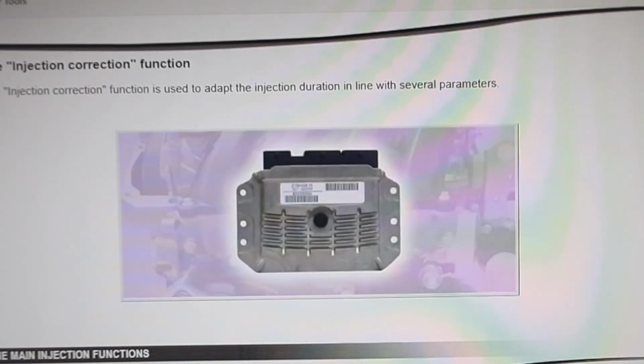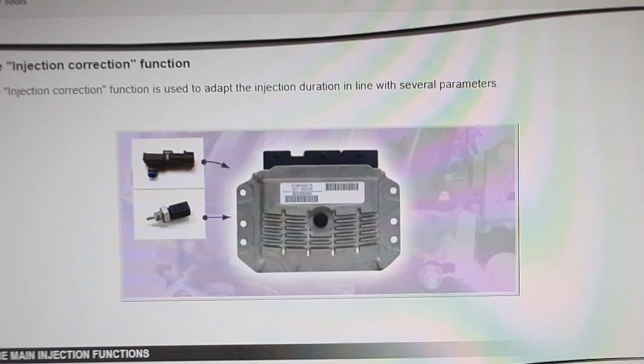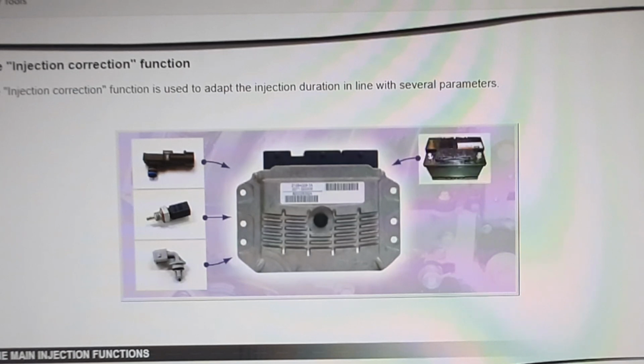The injection correction function is used to adapt the injection duration in line with several parameters. This function uses the following components: the manifold pressure sensor, the coolant temperature sensor, the air temperature sensor, the battery voltage signal, and the injectors.